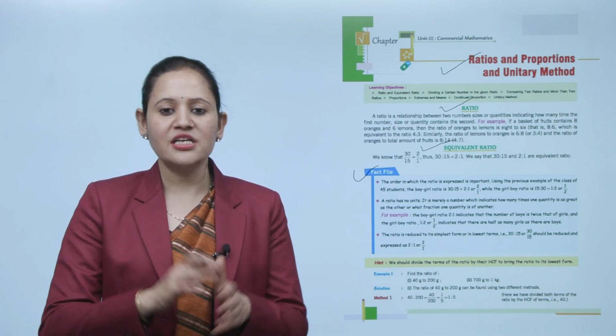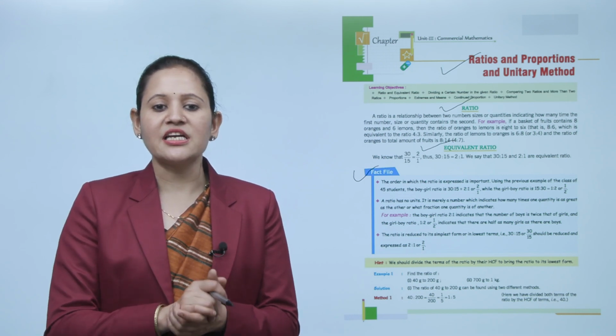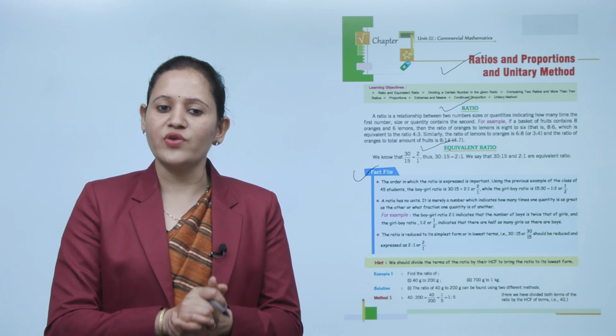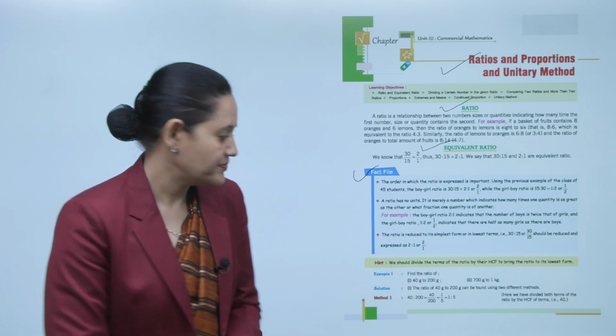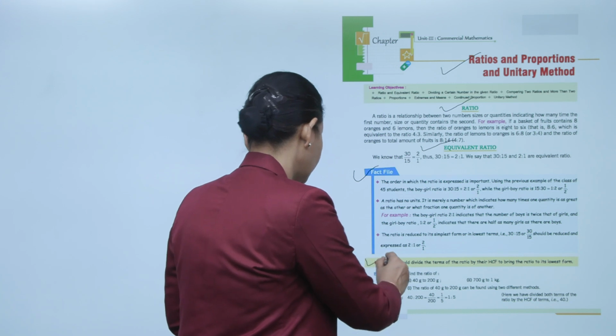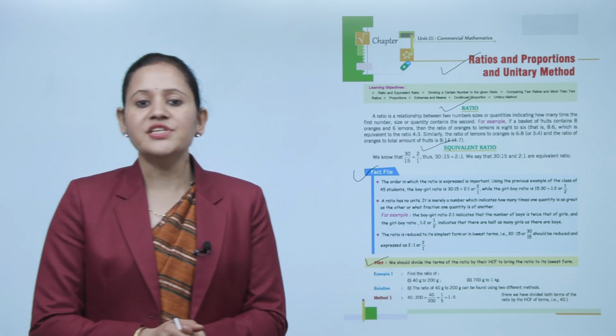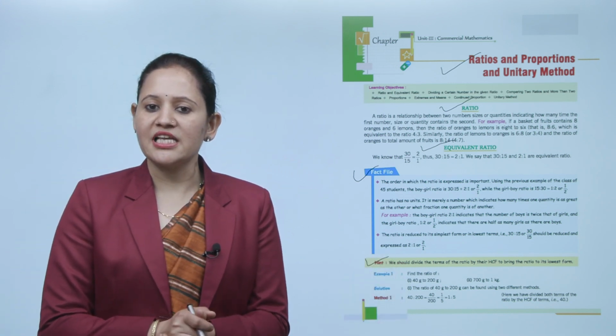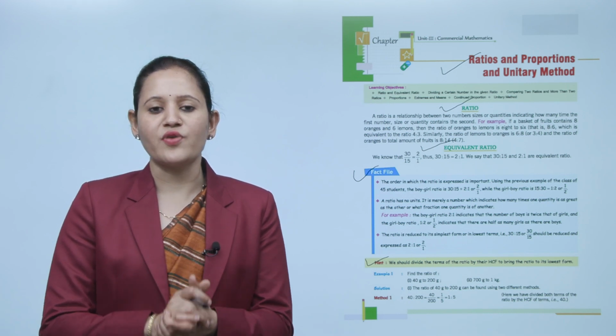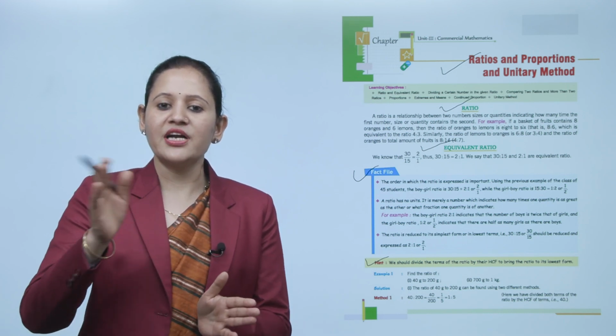30 ratio 15, we will write in simplest form, that is expressed as 2 ratio 1 or 2 by 1. Hint: we should divide the terms of the ratio by their HCF to bring the ratio into lowest form. To make it lowest form, we'll divide it by HCF.